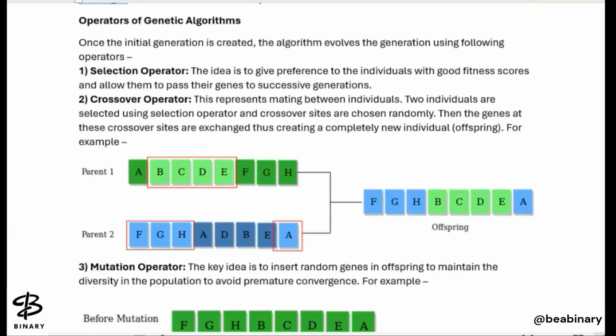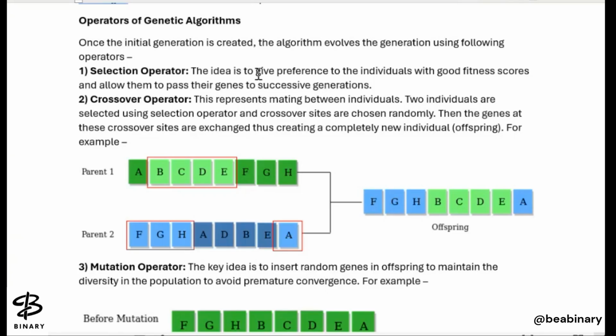Here we are talking about the operators of a genetic algorithm. Once the initial generation is created, there are two parents, A, B, C, D, E, F, G, H and F, G, H, A, B, B, B. The matching will be done, the crossover operation will be done, and the offspring will be produced: D, C, D, A and F, G, H, A.